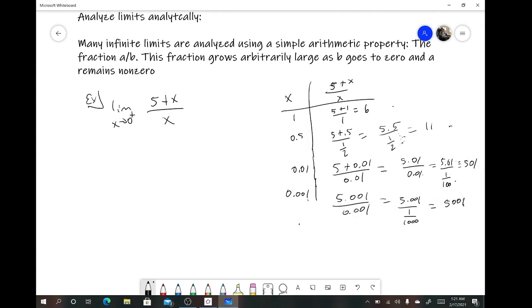So that is how you analyze limits analytically. You could rely on that particular fraction, the fact that as the x values get very small, the y values get very large. And again, this is because the numerator is non-zero and the denominator is getting closer to 0. So let's do another example.